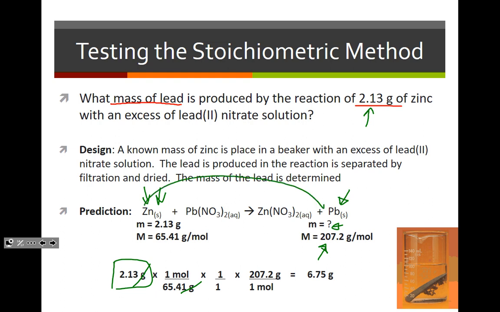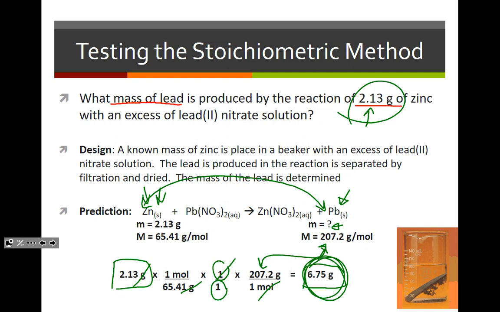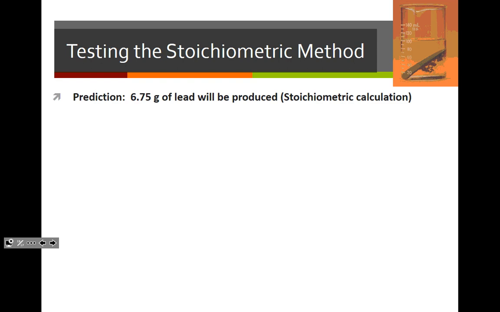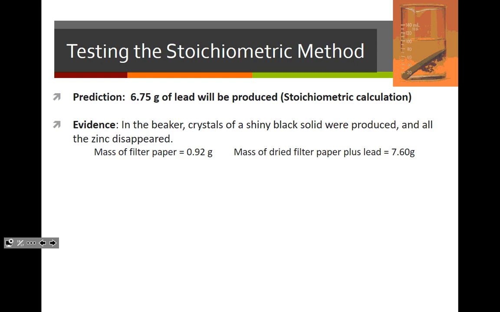We're comparing these two. It's a 1-to-1 ratio. And of course, we're using our molar mass so that the moles cancel out and you get your answer. So in theory, if I reacted 2.13 grams of zinc, I should be able to have a production of 6.75 grams of lead. Right, here's what we predicted. 6.75 grams of lead should be produced.